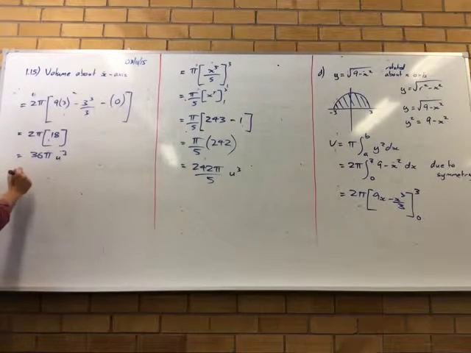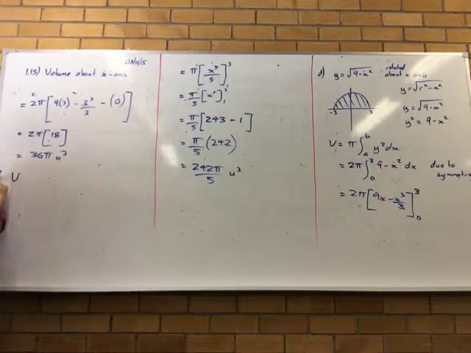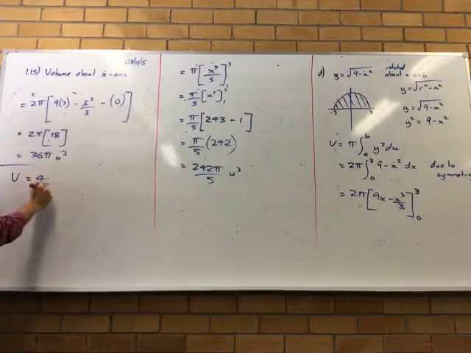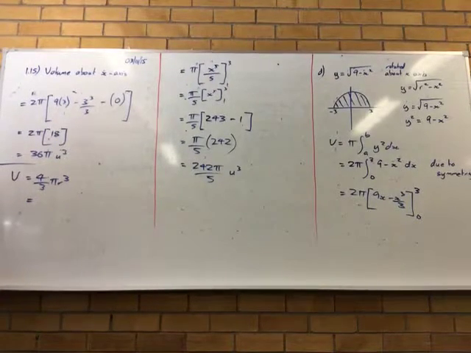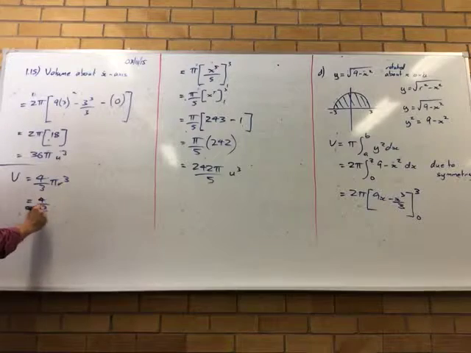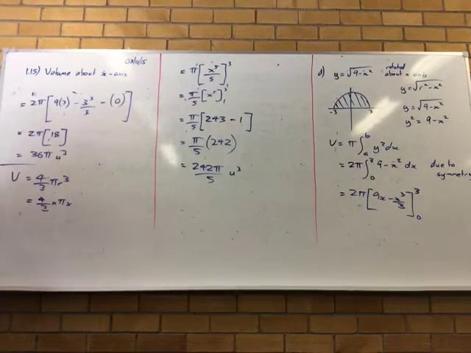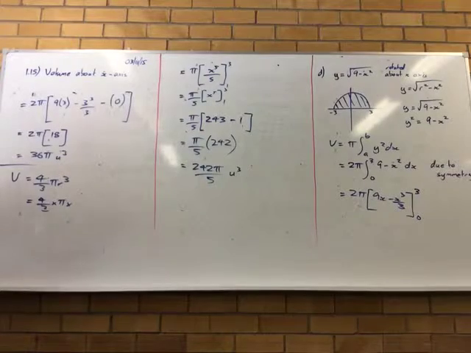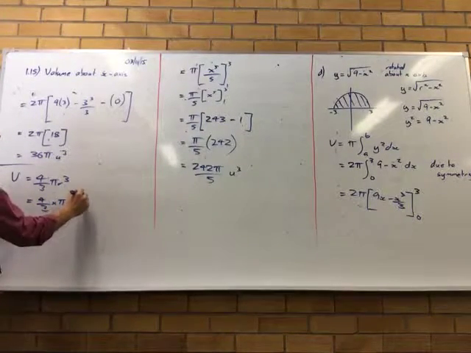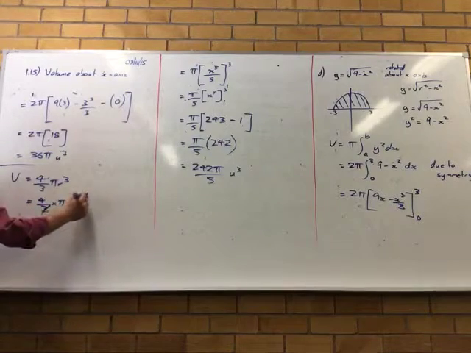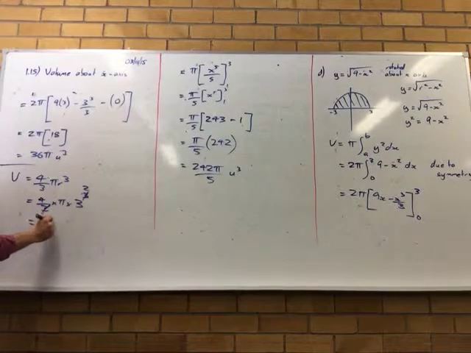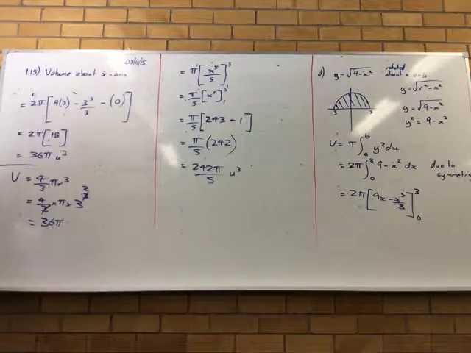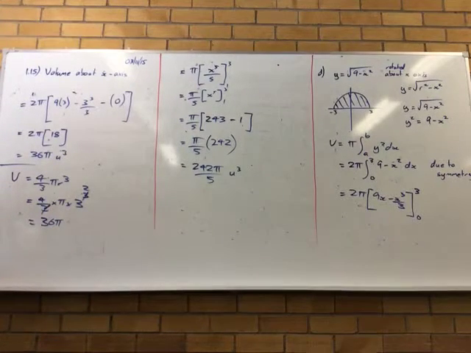Alright, so volume. Okay, volume formula 4 over 3 pi r cubed. Okay, 4 over 3 times pi. What's the radius? 3. Radius is 3. 3 cubed is 27, 4 over 3 times 27 is 36. That's how they develop the volume of a sphere, using integration.